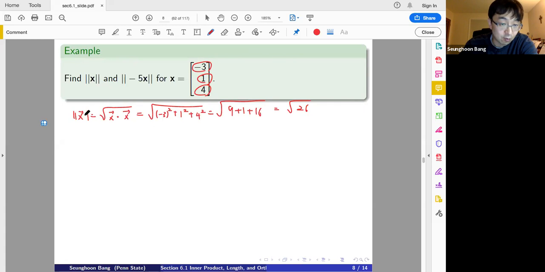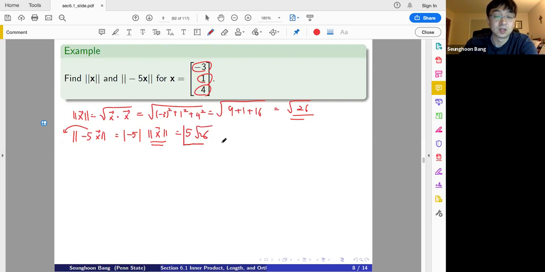Exactly. Here we do one more. What is the norm of negative 5x? Here, you can take out the coefficient minus 5 with absolute value times the norm of x. This is 5 times the norm of x, which is 5 times the square root of 26. This is the whole idea.